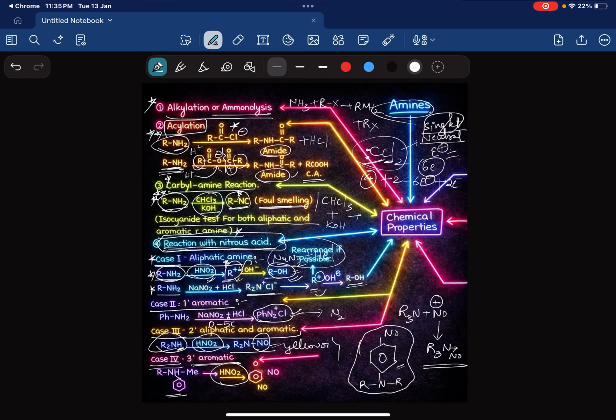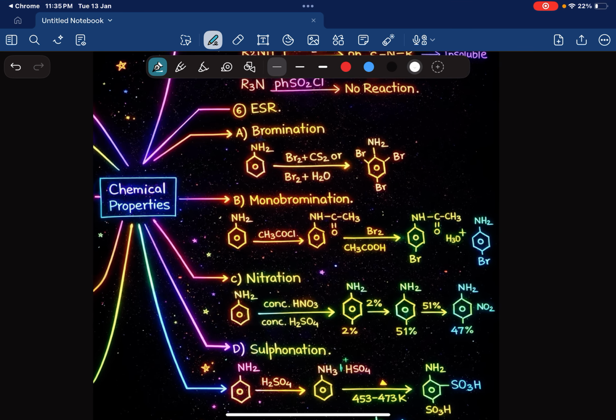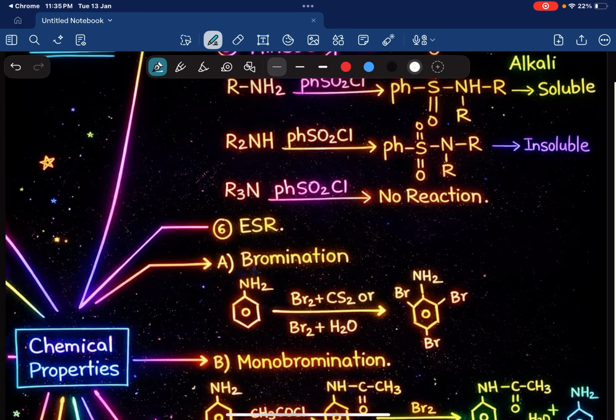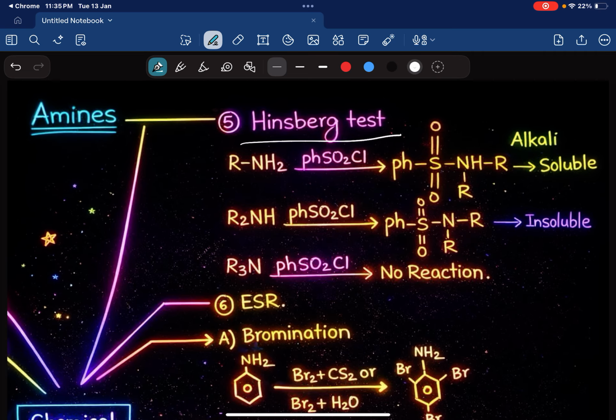Coming to the next reaction, the Hinsberg reagent, Hinsberg test. This is most important for board exams also.